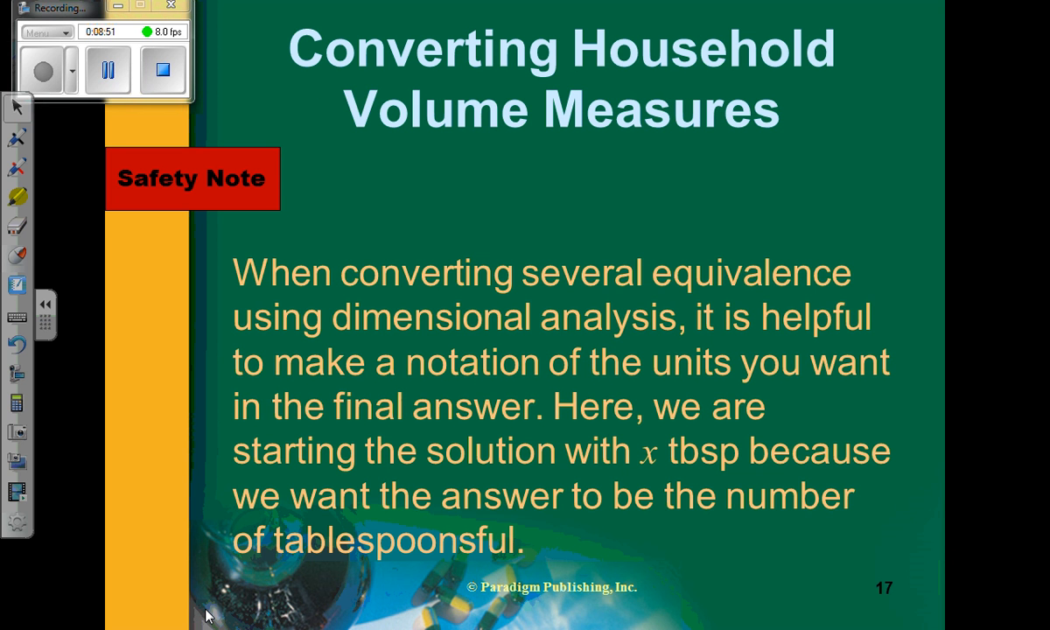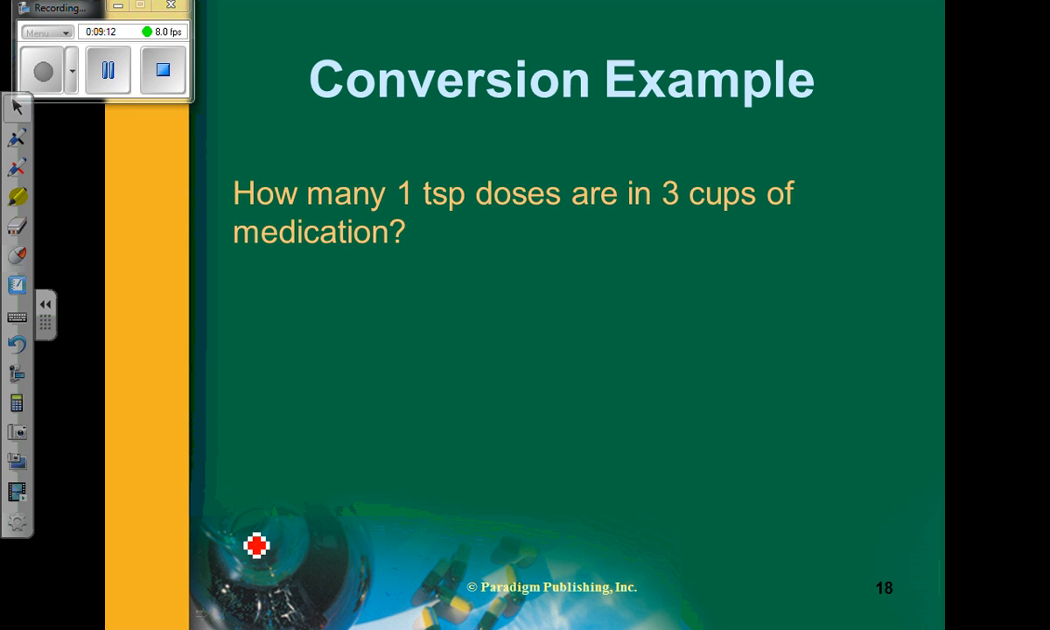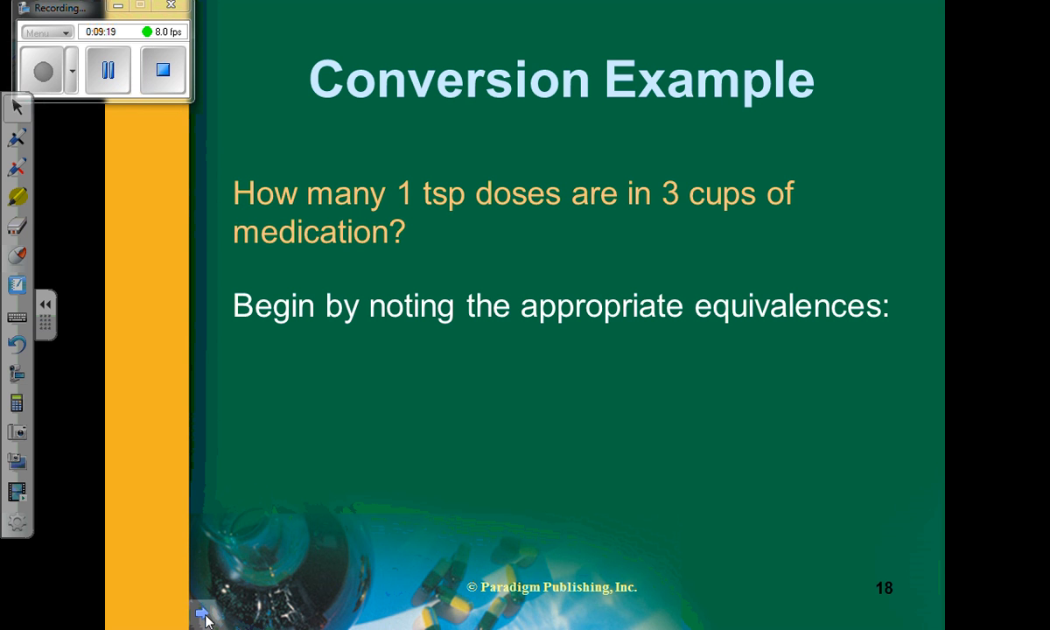When converting several equivalences using dimensional analysis, it is helpful to make a notation of the units you want in the final answer. That's what I did at the end. Here we are starting the solution with x tablespoons because we want the answer to be in the number of tablespoons. We'll do another example here. How many teaspoon doses are in 3 cups of medication? Begin by noting the appropriate equivalences. Go back into your chart and you know a couple of equivalences to help you.